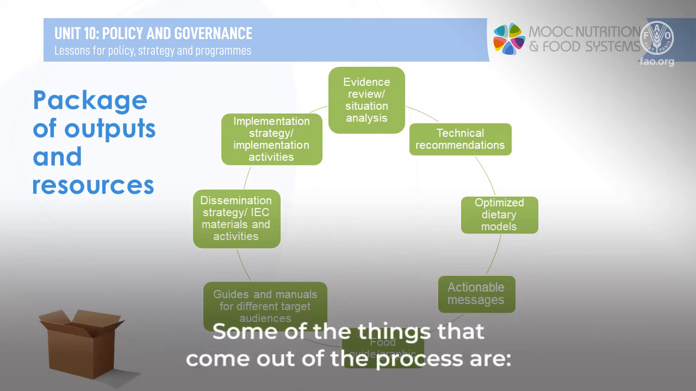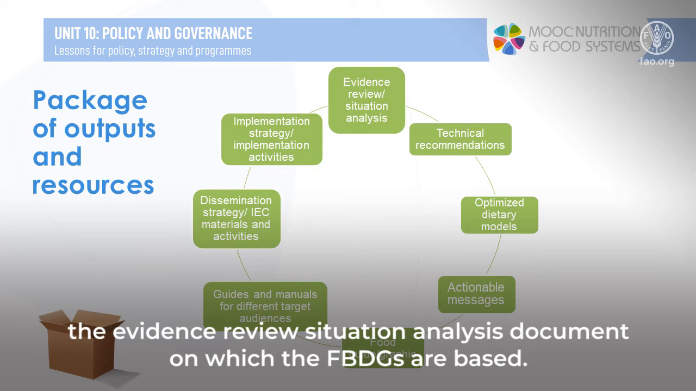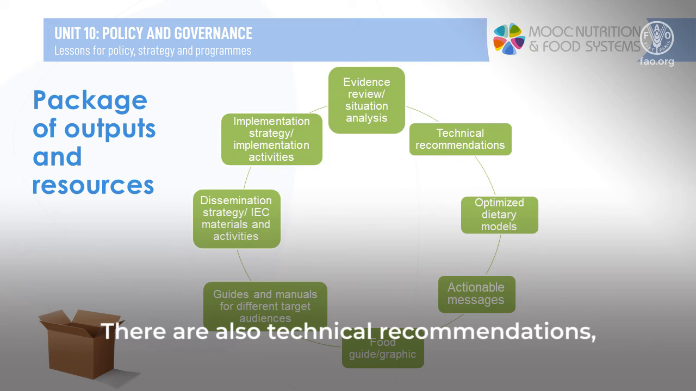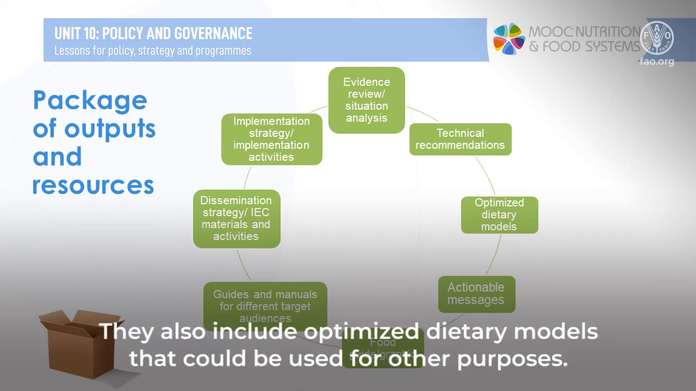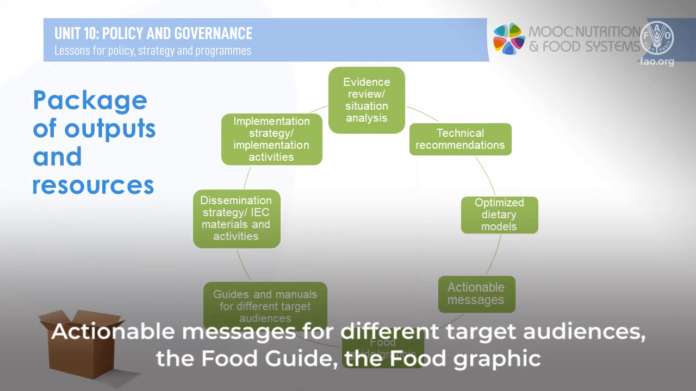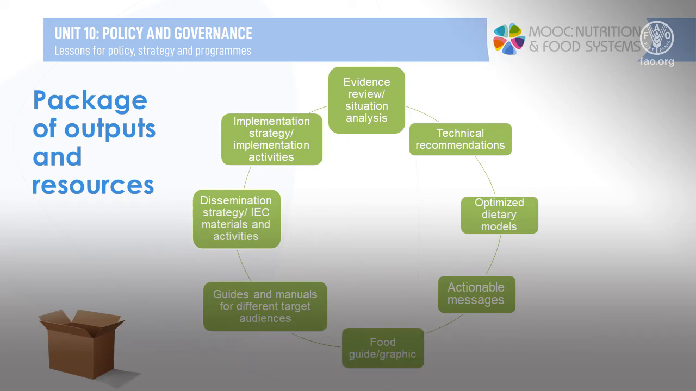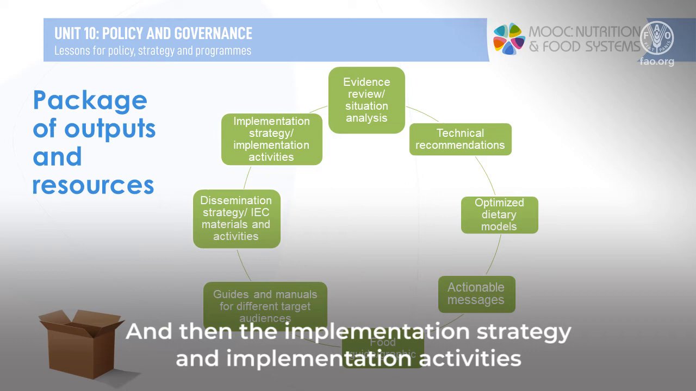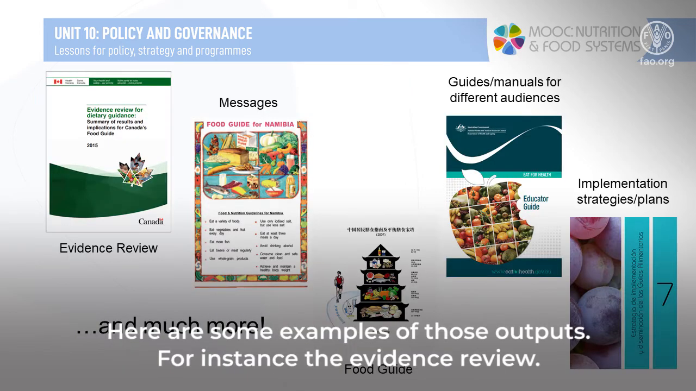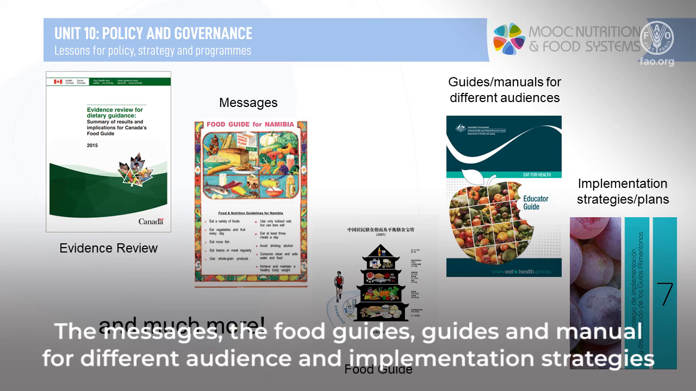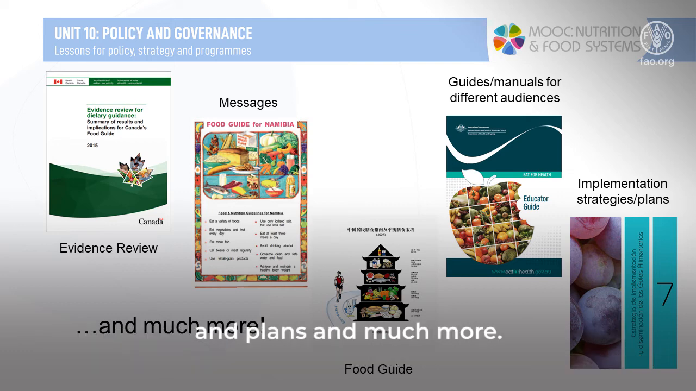Some of the things that come out of the process are the evidence review situation analysis document on which FPDGs are based. There are also technical recommendations that explain what the diet would be that makes the target population healthier. They also include optimized dietary models that could be used for other purposes, actionable messages for different target audiences, the food guide, the food graphic, guides and manuals for different target audiences. Then there is the implementation strategy, implementation activities, as well as dissemination strategy and materials for information, education, and communication. Here are some examples of those outputs, for instance, the evidence review, the messages, the food guide, guides and manuals for different audiences, implementation strategies and plans, and much more.